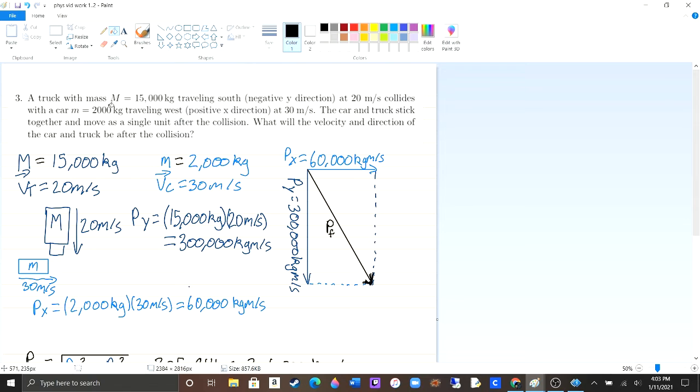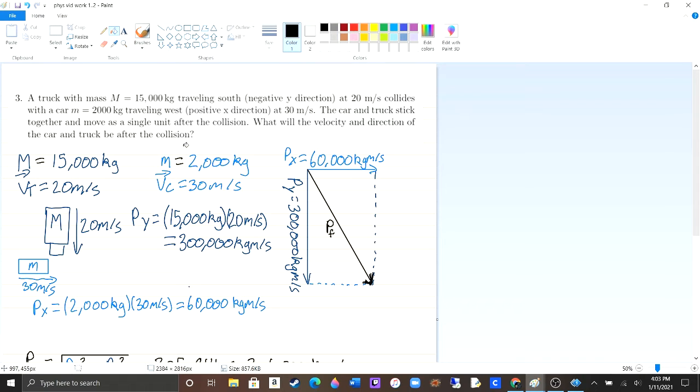We're going to be doing problem 3, which is a truck with mass M equals 15,000 kilograms traveling south at 20 meters per second that collides with a car with mass lowercase m of 2,000 kilograms traveling west at 30 meters per second. Once they collide, the car and the truck stick together and move as a single unit after the collision. What will the velocity and direction of the car and the truck be after the collision?